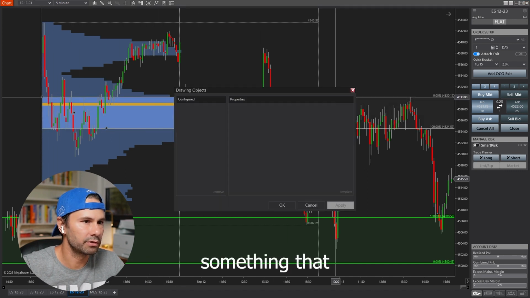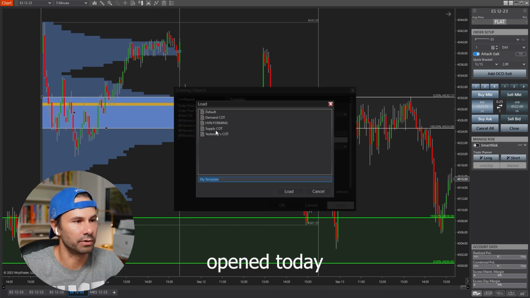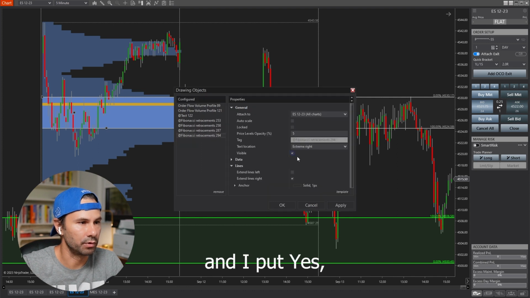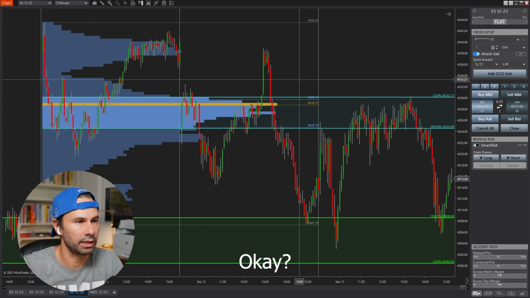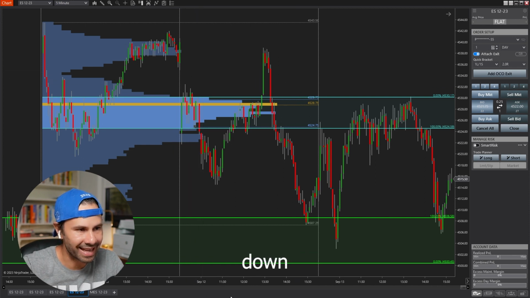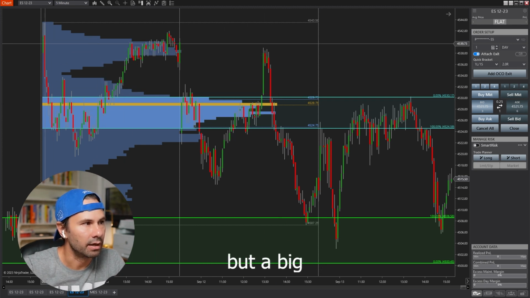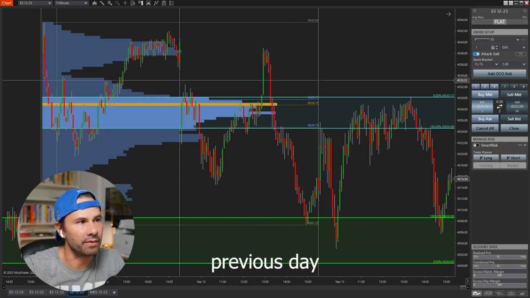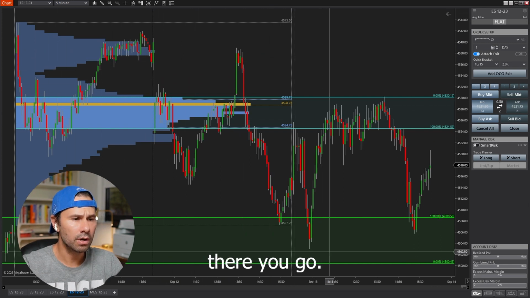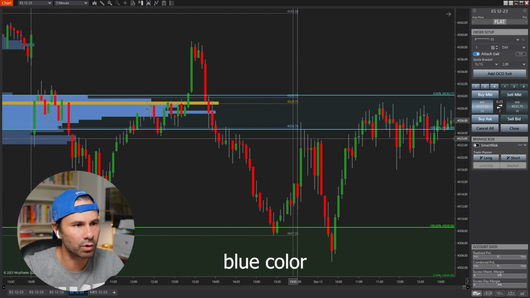By the way, this is not something that I'm doing right now. I did have this before market open today. And I put yesterday's COT just because we are in the same range. Okay? If we would have gapped down and established value like down here, I would not include the 2 previous days. But a big chunk of yesterday was within this previous day range. There you go. So here it is. This is yesterday's COT, which is in light blue color.